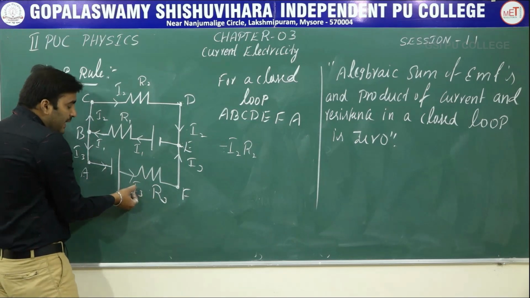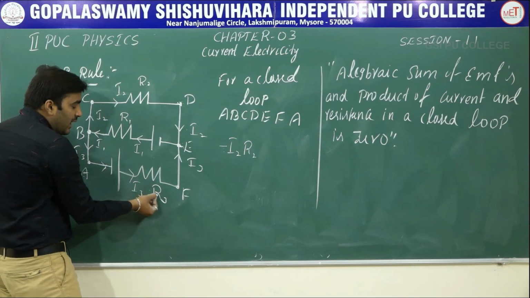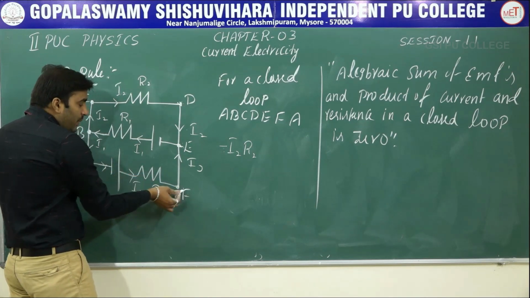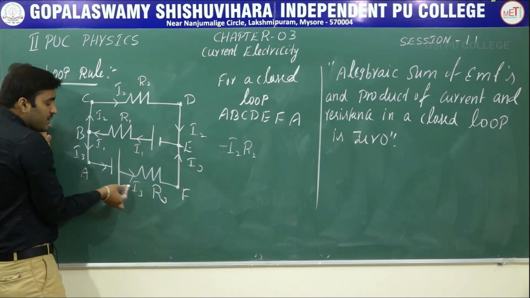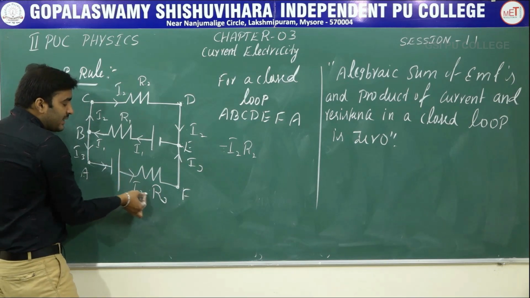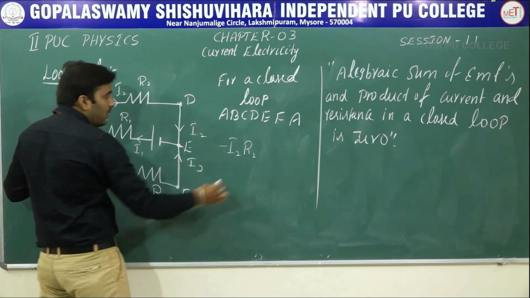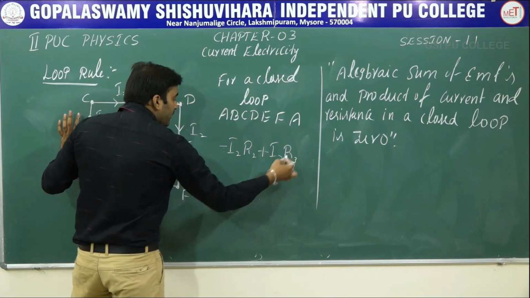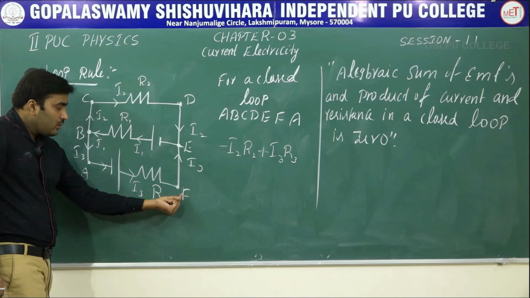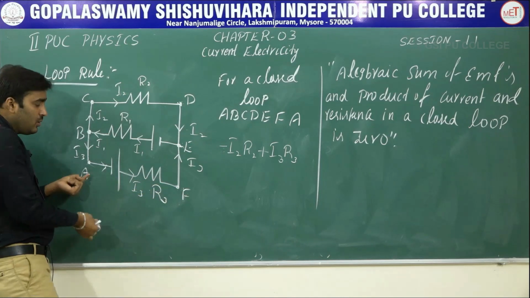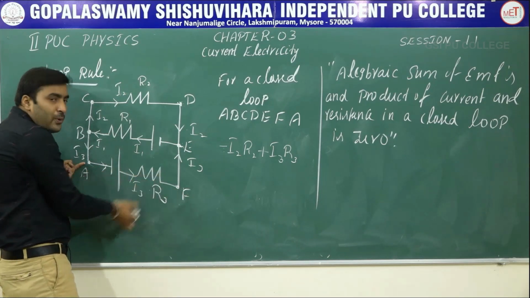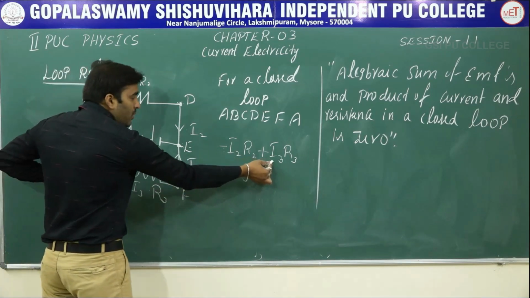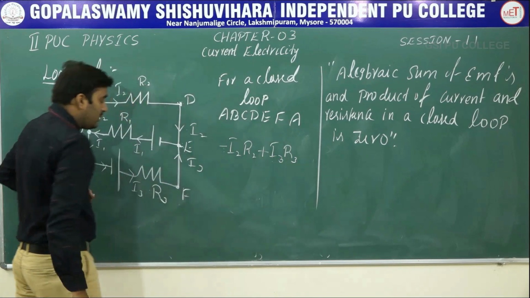So if I multiply current and resistance, I3 R3, but the current is flowing from A to F, and I am moving from F to A, so the product of current and resistance is considered positive here. Therefore plus I3 R3. So when you move in a circuit opposite to the direction of the current, the product of current and resistance is taken as positive, plus I3 R3.